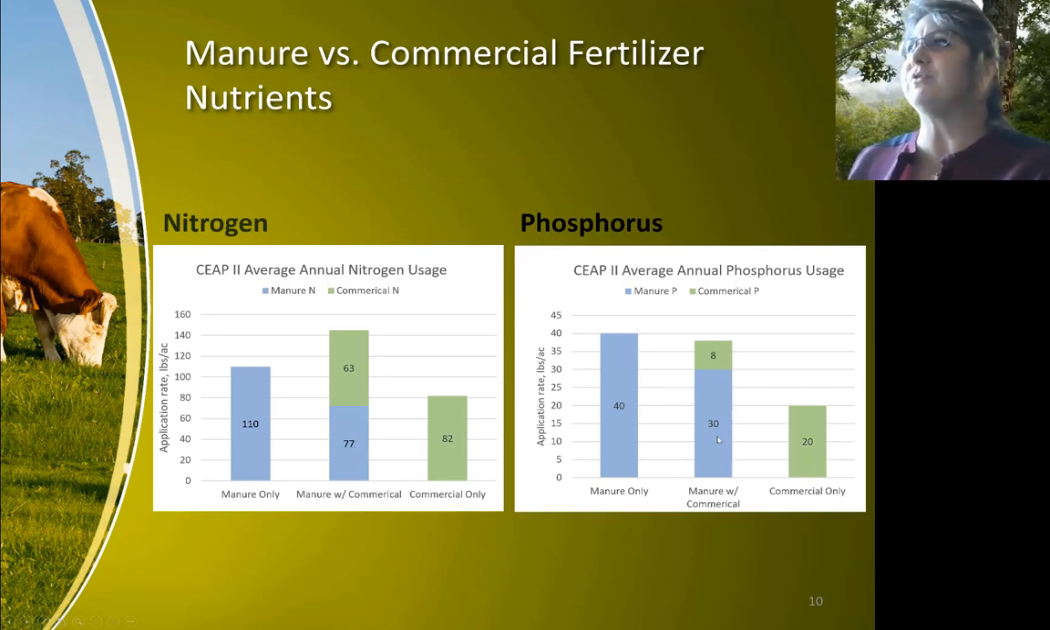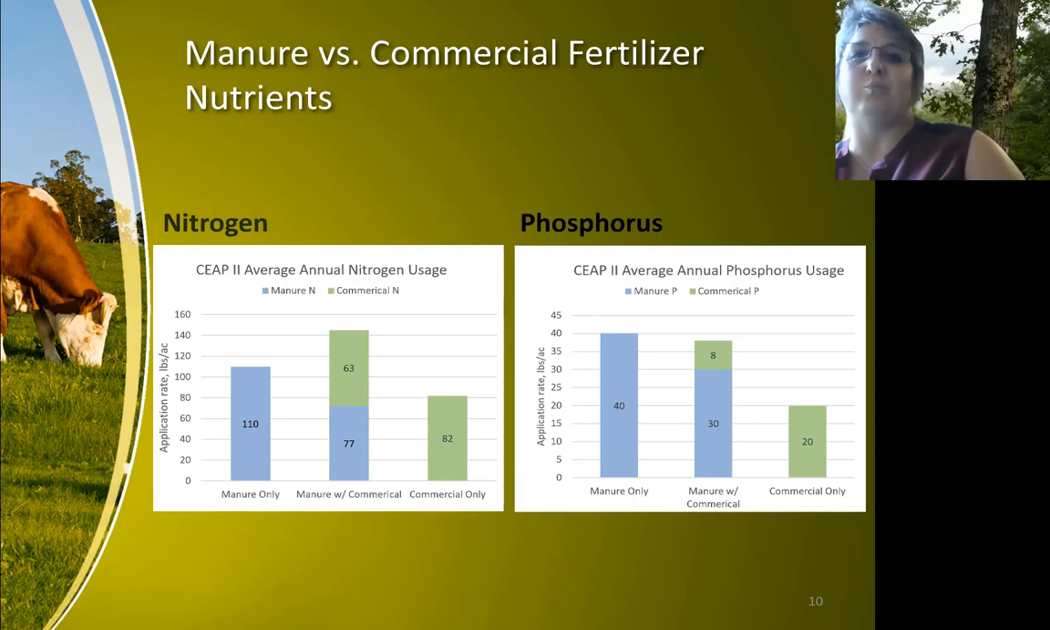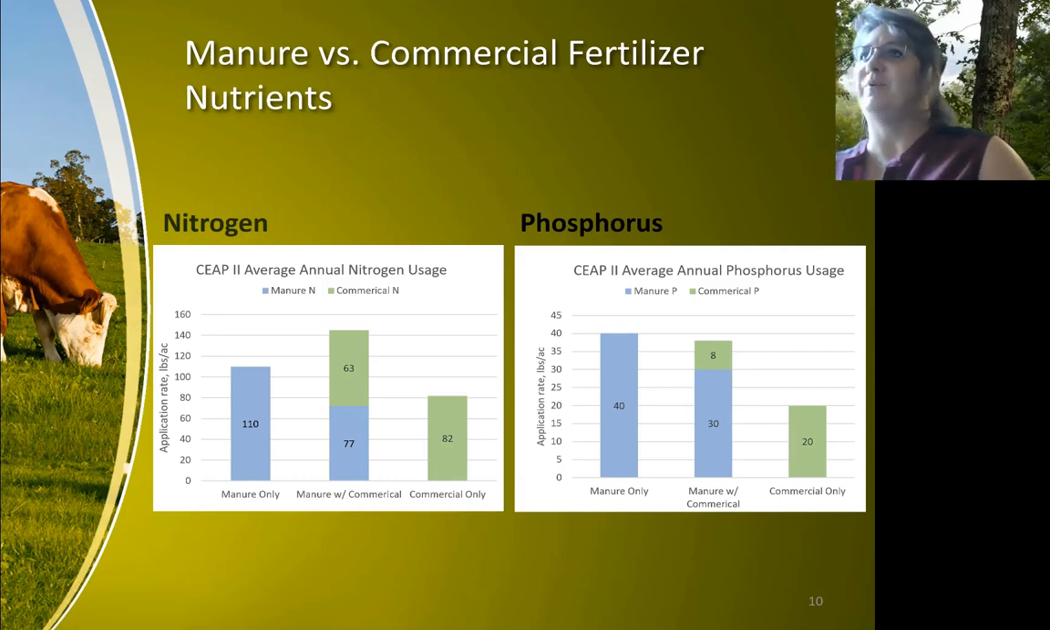When we look at phosphorus, it's even worse. Through the manure, they were applying 10 pounds more than if they applied through the commercial fertilizer only, but then they still added another 8 pounds of commercial fertilizer on top of the manure. So one of the SEEP team's biggest curiosities is why are producers adding so much more commercial fertilizer to acres that already receive the majority of their needed nutrients from manure? With nitrogen, they were only applying 5 pounds less with manure applications than with commercial only. And then they added these extra pounds of nitrogen through commercial fertilizer. So they were applying 58 pounds more N than if they would have only applied commercial fertilizer.